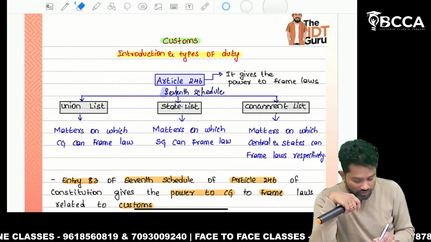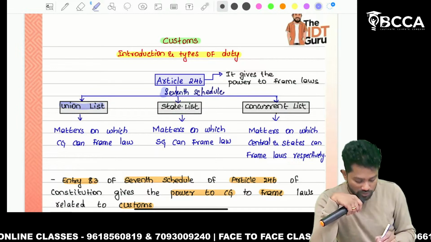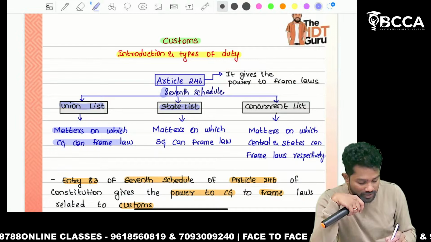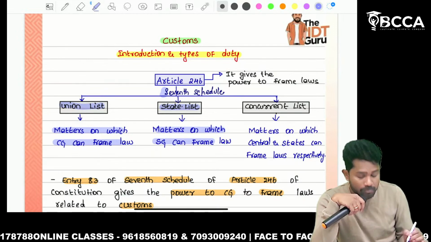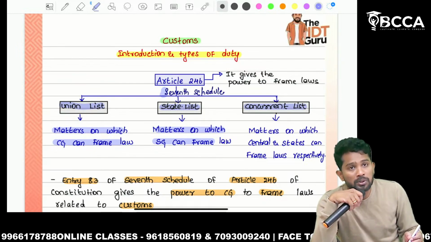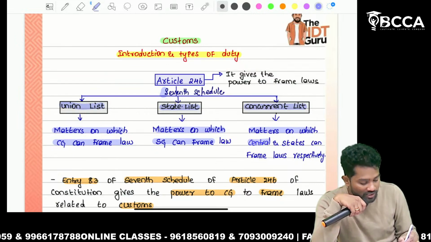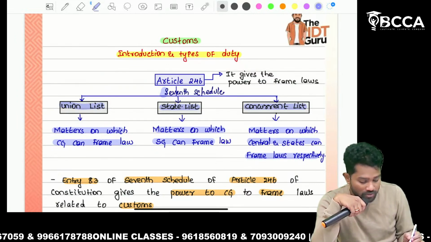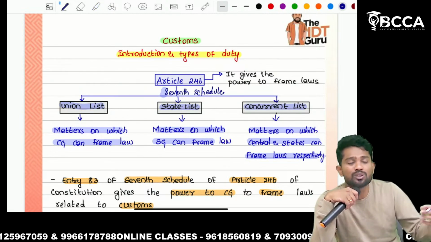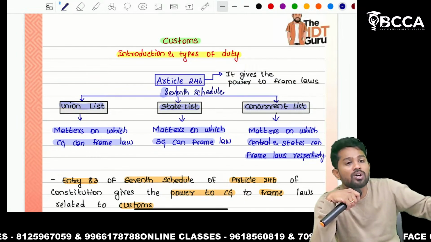Any matters which are mentioned in the union list, on those matters the central government has the power to frame laws. If any matter is mentioned under the state list, then the state government has the power to frame law. If any matter is mentioned in the concurrent list, then both central and states have the power to frame laws. So that is Article 246. Customs is also a law. To frame this customs law, the power has to be given to the government.